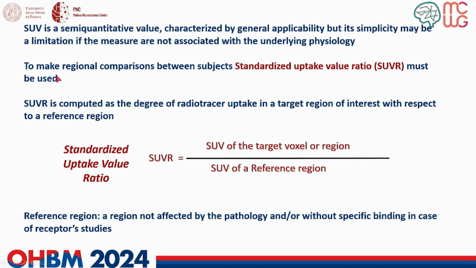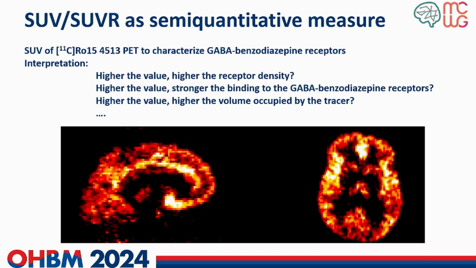So when you have SUVr, first you have to ask which reference was used. For instance, you have this image obtained by using RAW15. RAW15 is used for GABAergic imaging, to investigate the GABA receptor system. And the interpretation: the higher the value, the higher the receptor density is, correct? The higher the value, the stronger the binding with the GABA? Or the higher the value, the higher the volume occupied by the tracer?